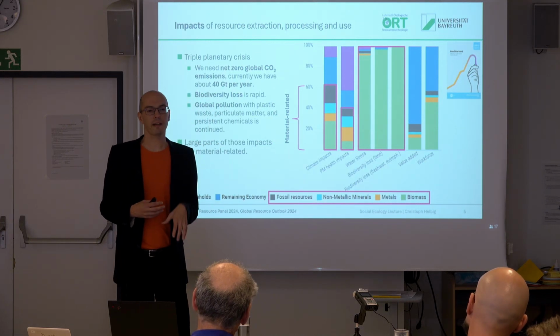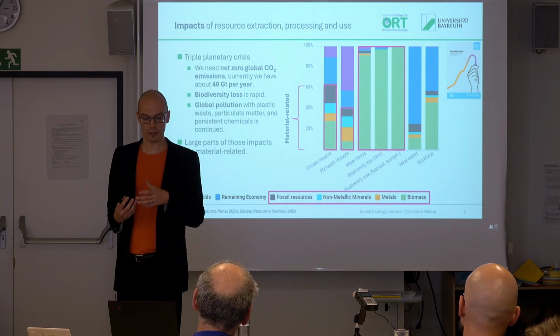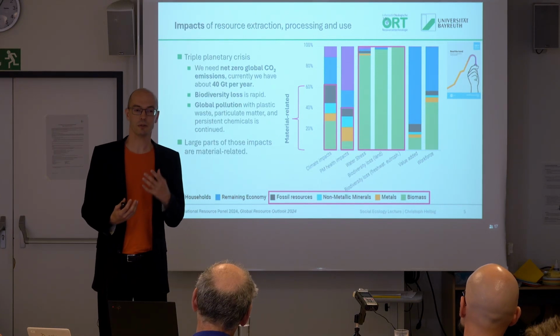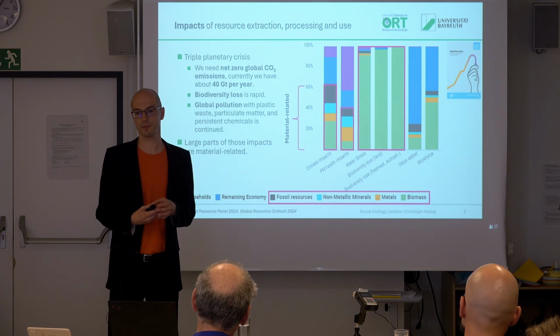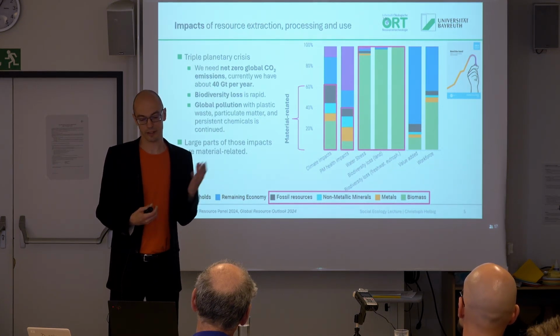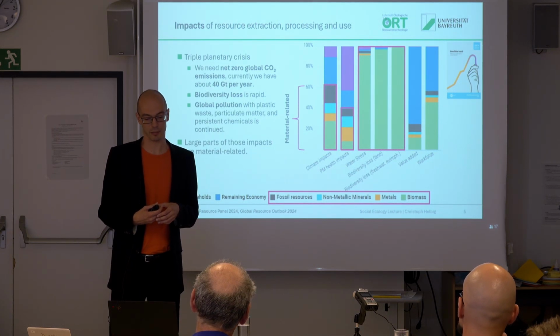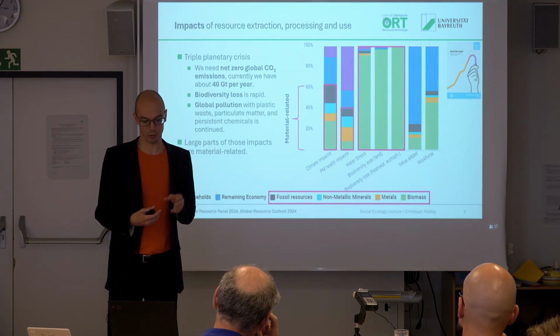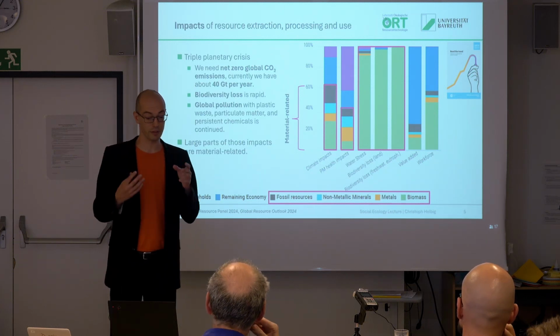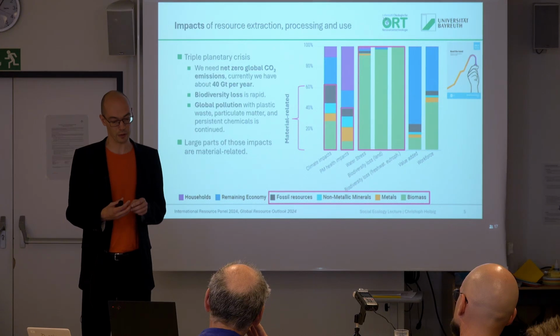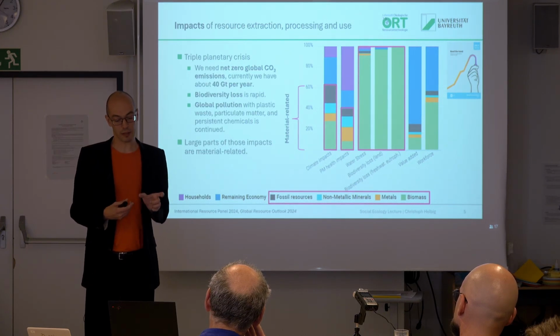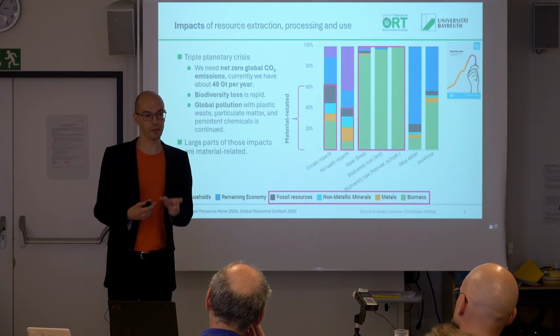These impacts matter. We know that we should get to net zero carbon emissions for carbon dioxide. We're currently around 40 gigatons per year. We know that biodiversity loss is rapid and that global pollution with plastic waste, particulate matter, and other persistent chemicals are a global problem that we need to challenge. And large parts of those impacts are material related.